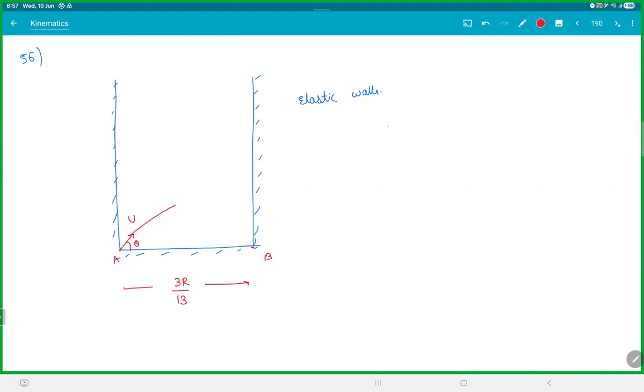Now what will happen? This will hit the wall, bounce, bounce, bounce, and will fall somewhere, isn't it? The ball will keep on bouncing, so you get multiple bounces here. Find the point where the ball lands on the floor.